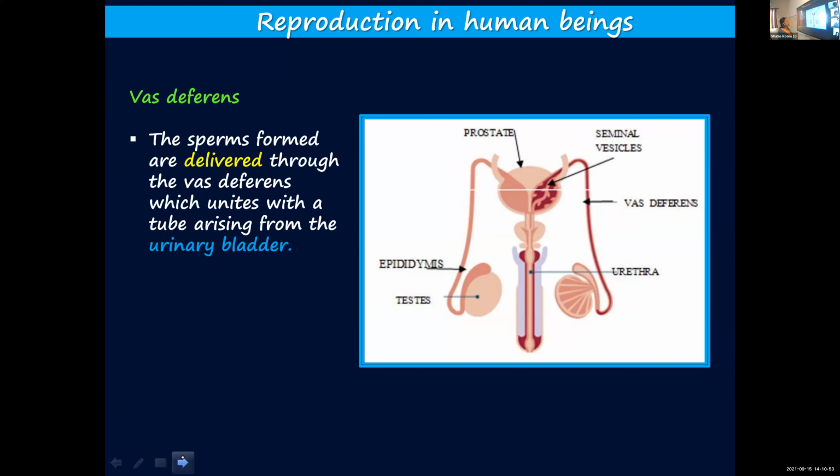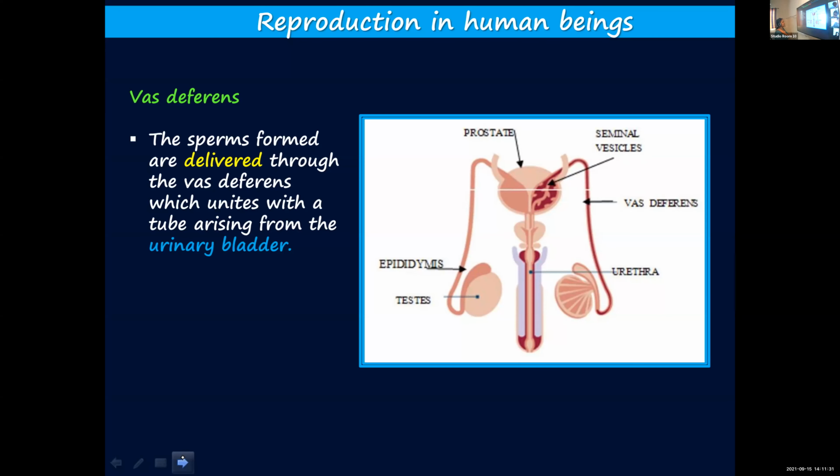Now next is about vas deferens. First part of the male reproductive system we learned was the testis. Next is the vas deferens. We even call it a sperm duct. Vas deferens is also known as sperm duct. Sperms which are formed in the testis should be transferred. They should be released outside. So once these are produced, they are delivered through the sperm duct or vas deferens.